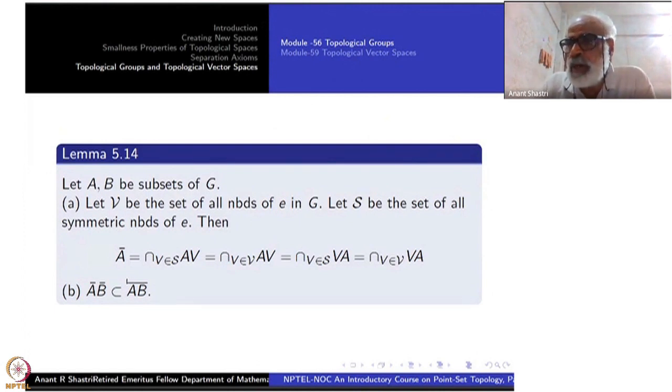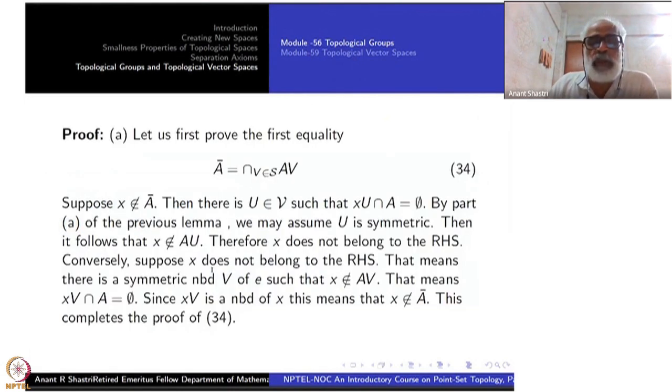Take a point in A bar. Its closure means every neighborhood of that point intersects A. That is the definition of closure, right? We shall use that directly. The definition of closure, no other properties, directly use the definition. Suppose X is not in A bar, then I want to show that it is not in one of the sets here. Therefore, it cannot be in the intersection.